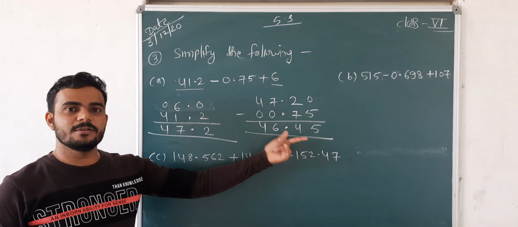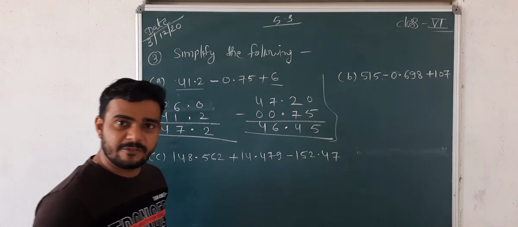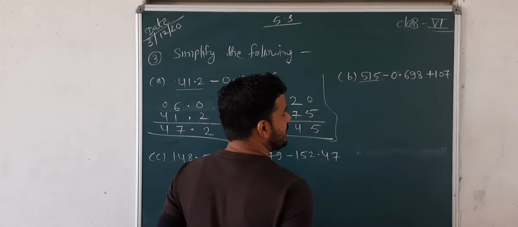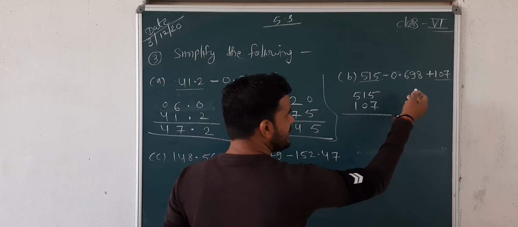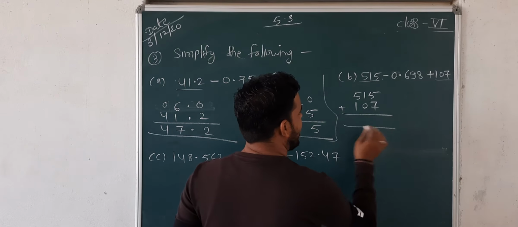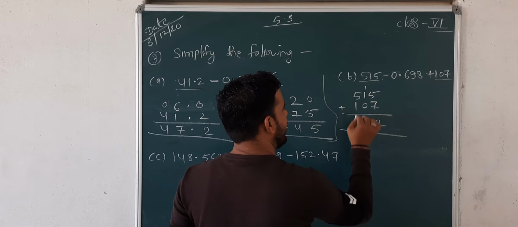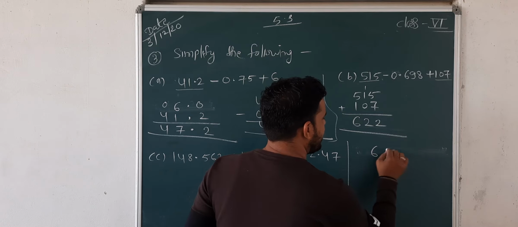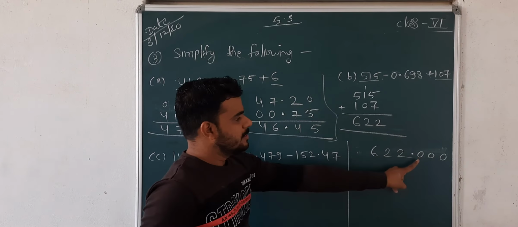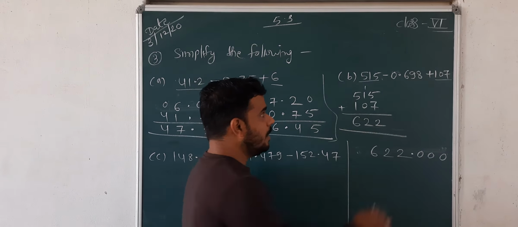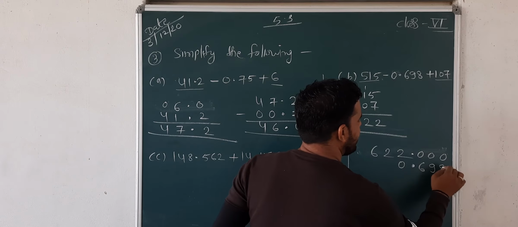Okay, so this is the way to solve this type of question, simplification. Just find out where is the positive number and where is the negative number. Just see, first positive number and 107 is also positive. So 515 and 107. The decimal is not here, so no need to write the decimal. First add both of these. 5 plus 7, 12, carry 1. 1 and 1, 2, 5 and 1, 6. 622. Point is not here, so we will place the point, 622.000. After the point there is 0, 6, 9 and 8 as it is.